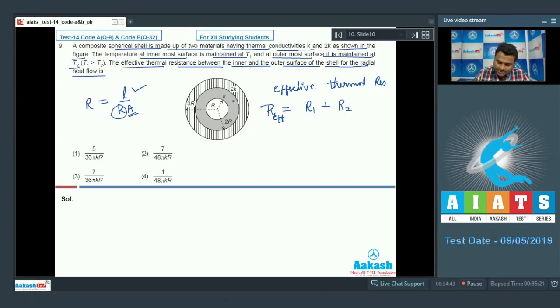Now considering this as dx, a sphere having radial length dx at a distance x from the center. So R1 can be written as, for this small element, the thermal resistance given as length small dx divided by conductivity k, area 4 pi x square. So this is for the small element dx. So for the total inner sphere it will be given as integrated from R2 to R. So this is your R1.